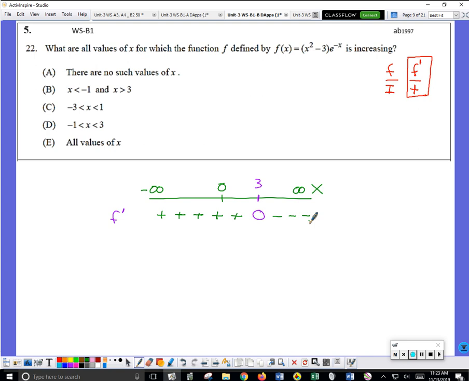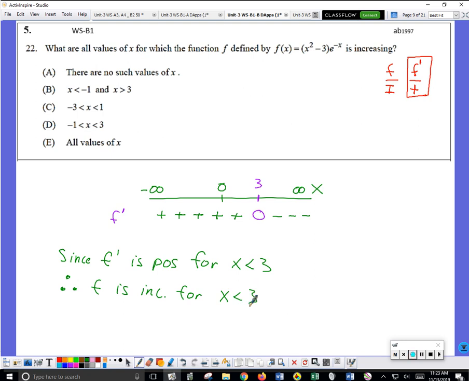Because I could say, when the y-coordinates of f prime are positive, f will be increasing. So I could write on my paper, since f prime is positive for all x values that are less than 3, therefore f is increasing for all x values less than 3.